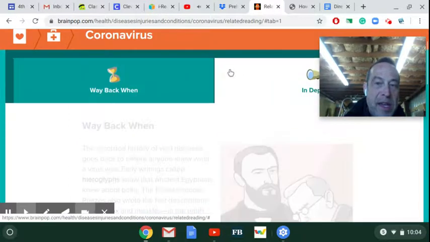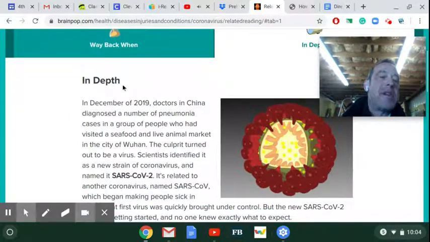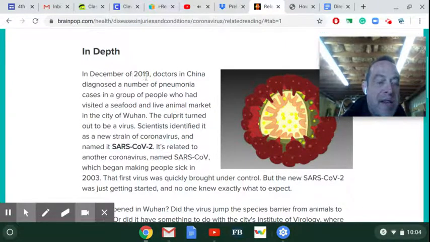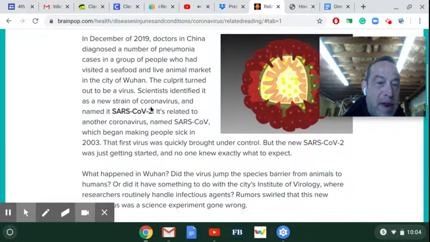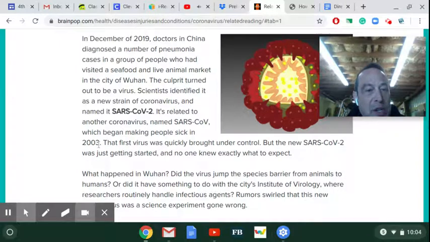And then you'll go to this next page, in depth. It begins here. In December of 2019, doctors in China diagnosed a number of pneumonia cases in a group of people who had visited a seafood and live animal market in the city of Wuhan. The culprit turned out to be a virus. Scientists identified it as a new strain of coronavirus, and they named it SARS-CoV-2. It is related to another coronavirus named SARS-CoV, which began making people sick in 2003.